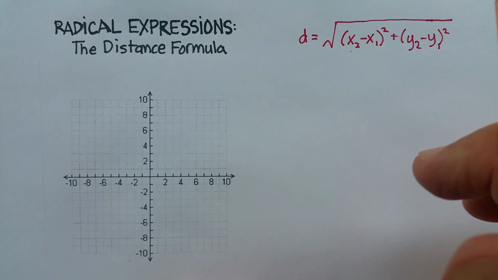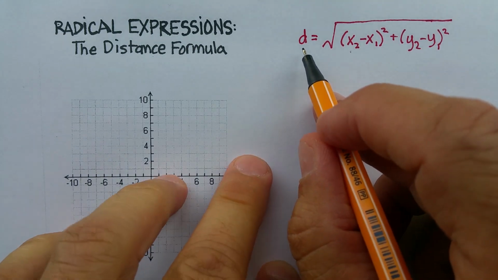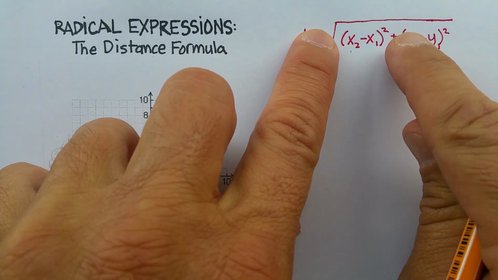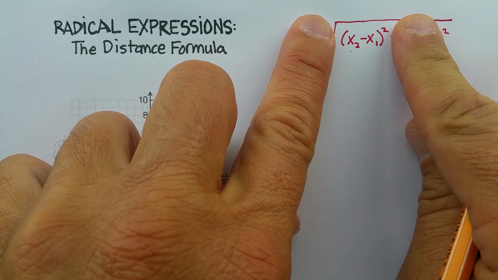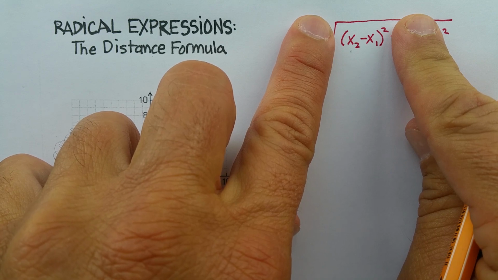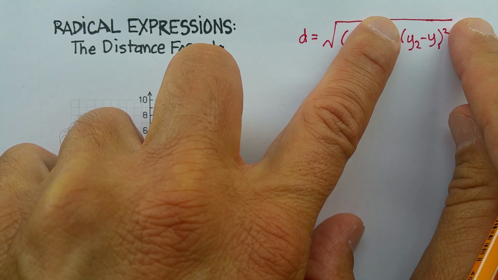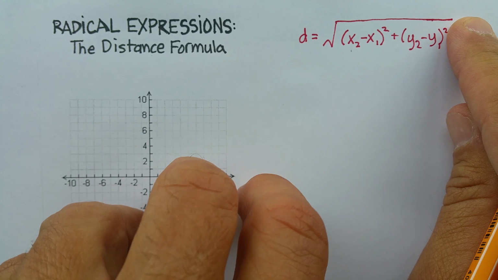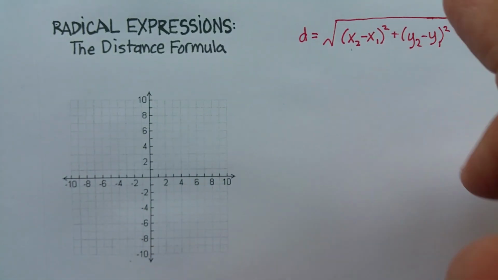Now let me show you how this works. The formula itself is that the distance between 2 points is equal to the square root of the difference between the two x's of the coordinates of those 2 points, quantity squared, plus the difference between the two y's of those same 2 points, again quantity squared. Now what does that mean exactly? Let's just see an example of that.